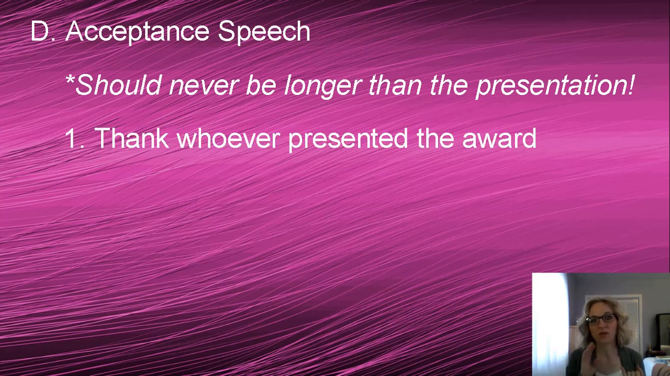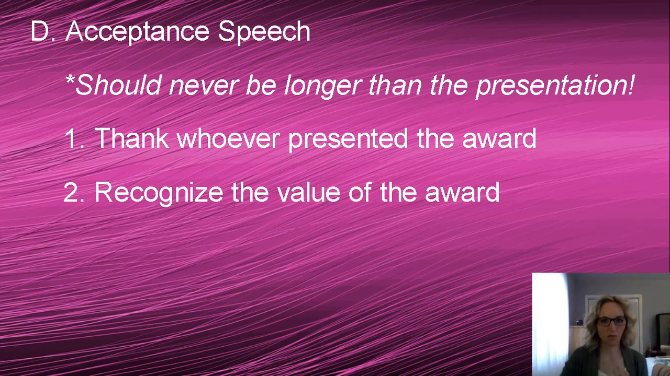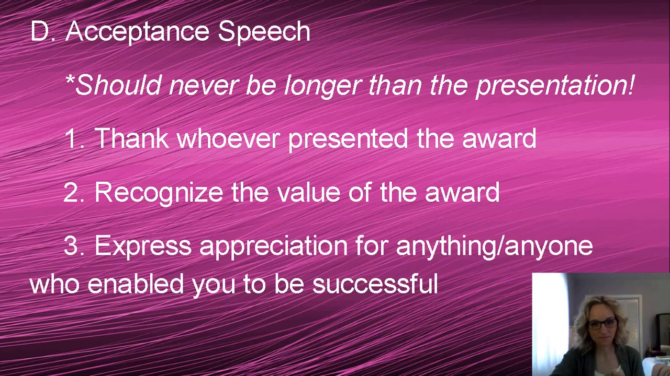First of all, you should thank whoever presented the award, whoever gave you the award. Thank you, Coach Anderson, for naming me the MVP of the soccer team or whatever. So thank the person that presented the award, and recognize the value of the award. Yes, this award is special. This award does mean a lot to me.